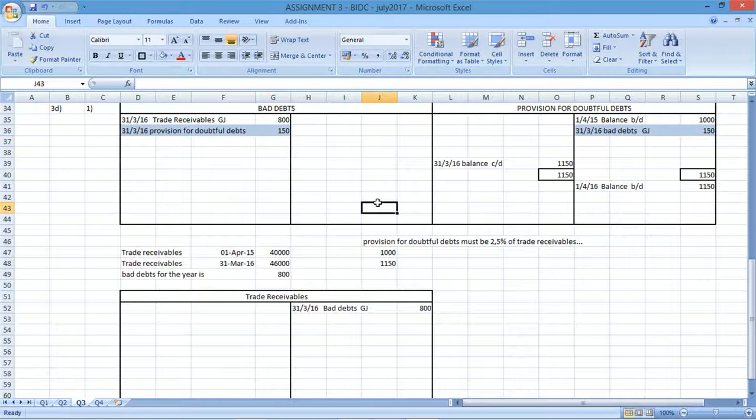Okay, they said show the bad debts in the provision for doubtful debts in Mary's general ledger. We've shown that. For the year ended, show the amount transferred to the income statement and the balance brought down on 1st of April. So they do want us to show the closing off of this account. So we would then sum up those two amounts, which is 950, and 950 would be closed off to profit and loss. So I would show 950 there, 31st of the 3rd, 2016.